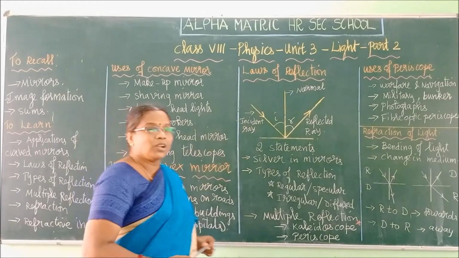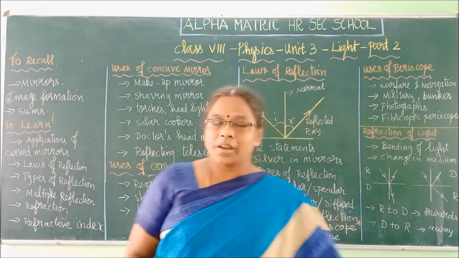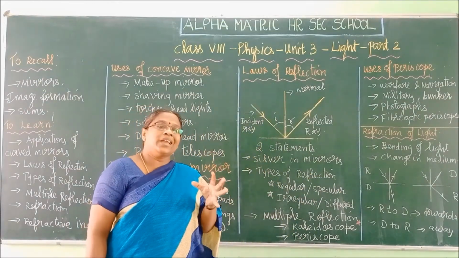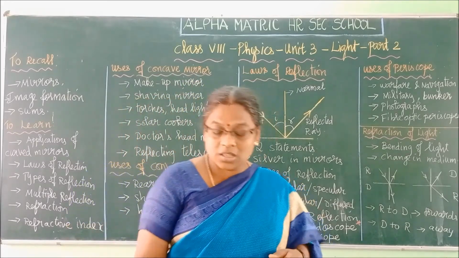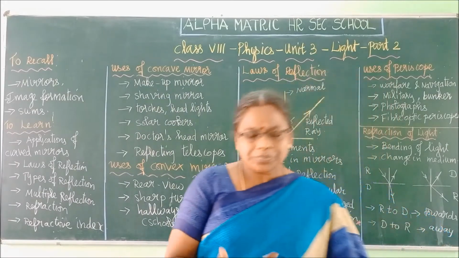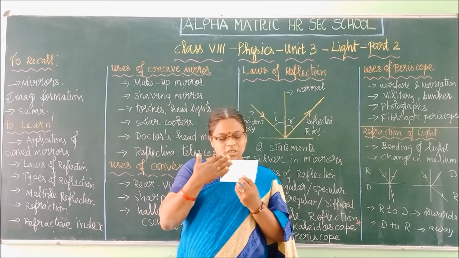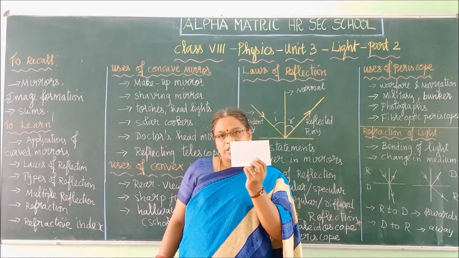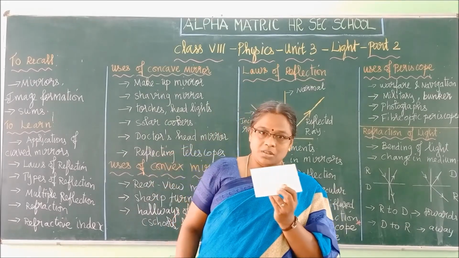Now the next topic we are going to see is reflection of light, right? So what is reflection? When light gets incident on a polished surface. Do you remember, children, what a polished surface is? Now I have a plain mirror in my hand, right? So this is a reflecting surface, and another name is polished surface, right? See here, it is a shining surface, right?